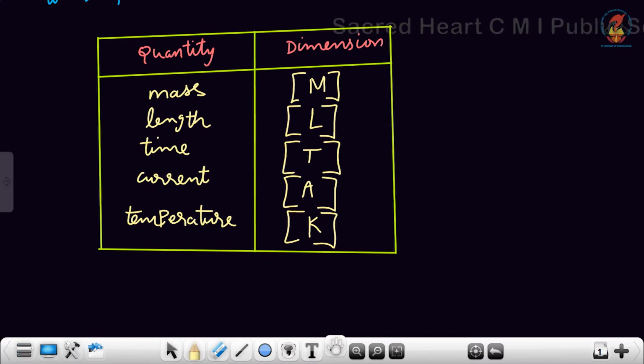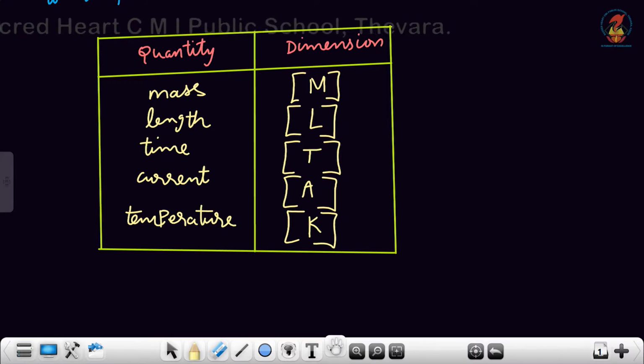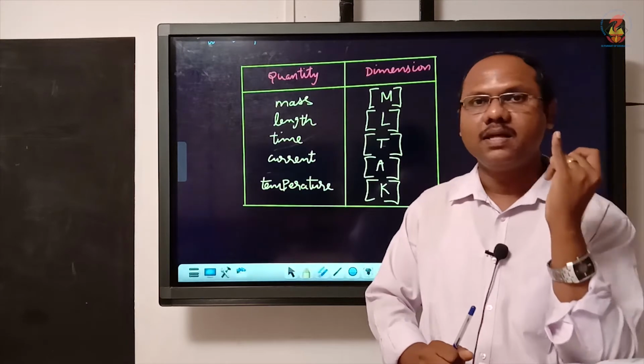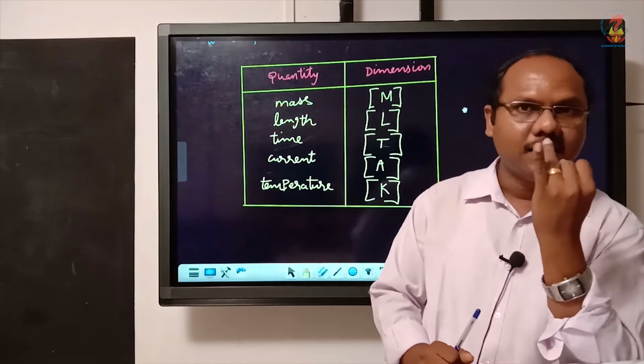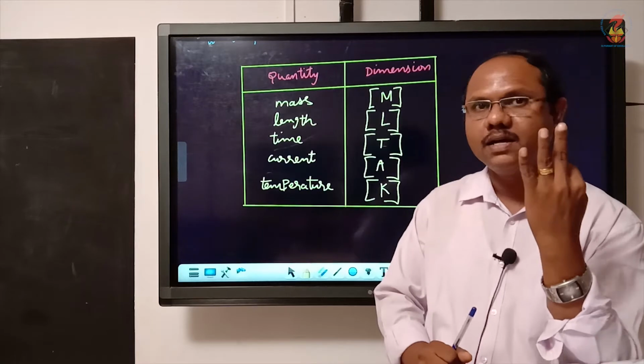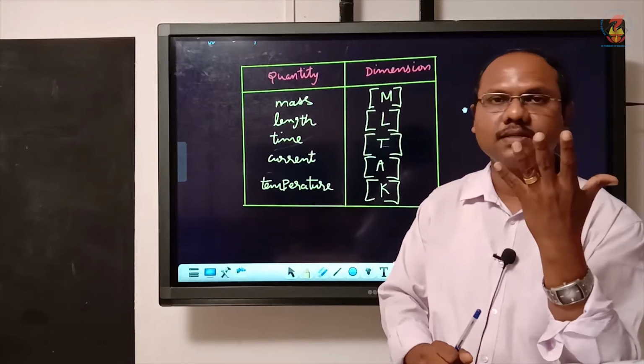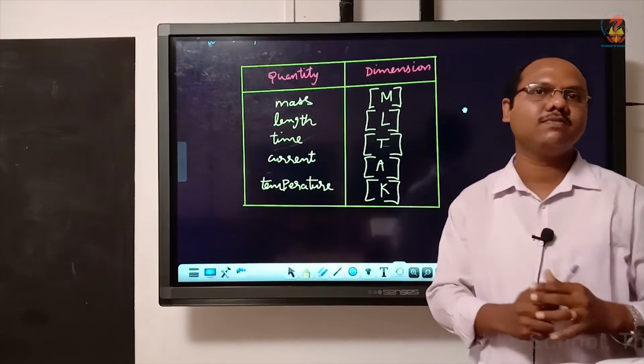Dimension of mass is capital letter M with the square bracket. Dimension of length is L, and dimension of time is T. Dimension of current is A, and dimension of temperature is K. These are the 5 things we commonly use: mass M, length L, time T, current A, and temperature K.